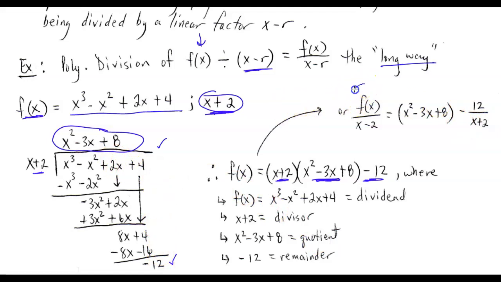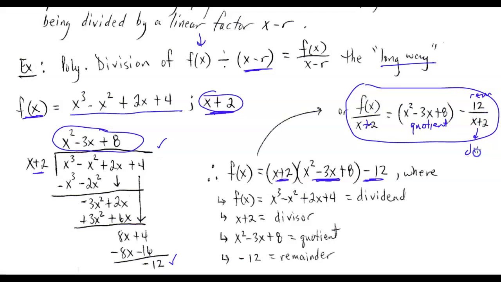Now, what I've done over here is basically said that I can rewrite my polynomial divided by this. In fact, this should be x plus 2 here. So I don't know how that got to x minus 2, but that should be x plus 2. So I'll go ahead and correct that. So f of x divided by x plus 2 is the same as saying the quotient plus the remainder divided by the divisor.